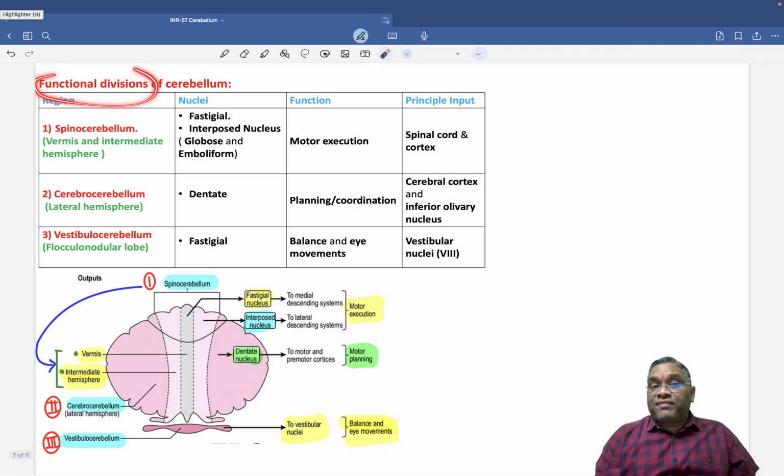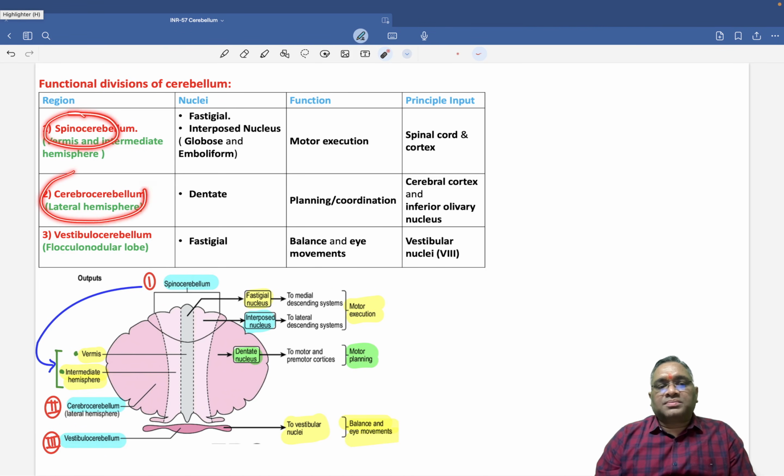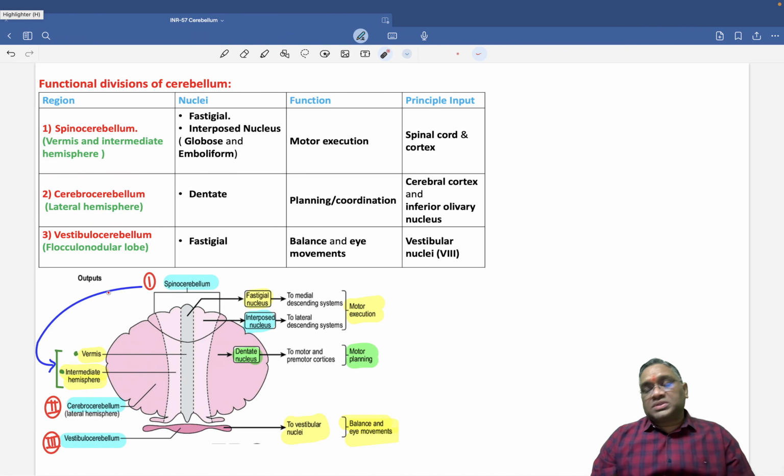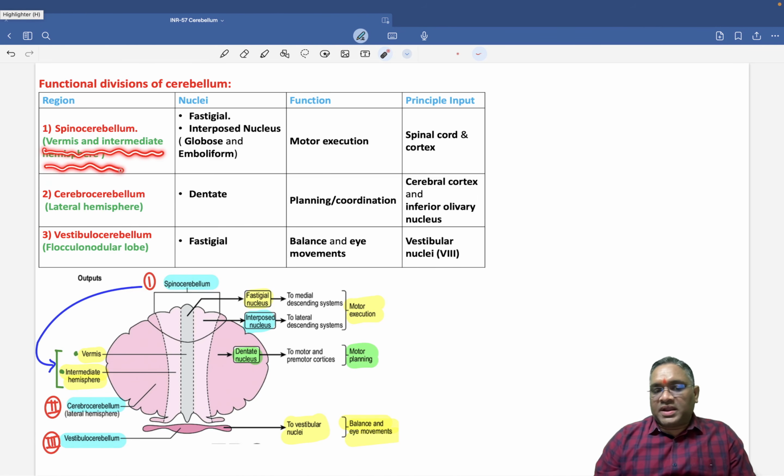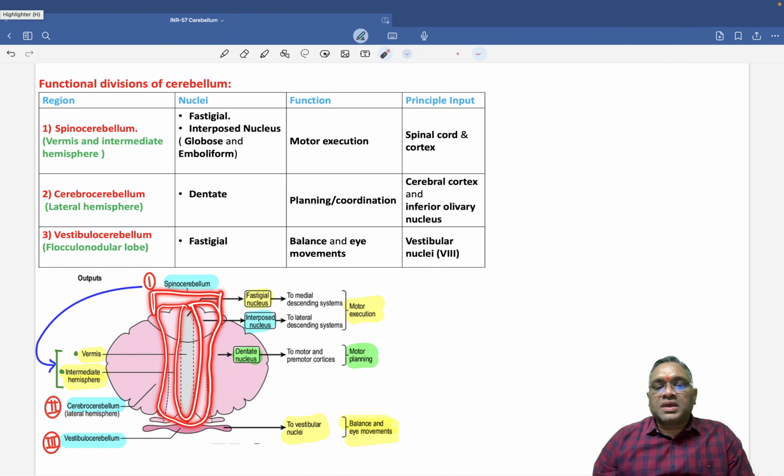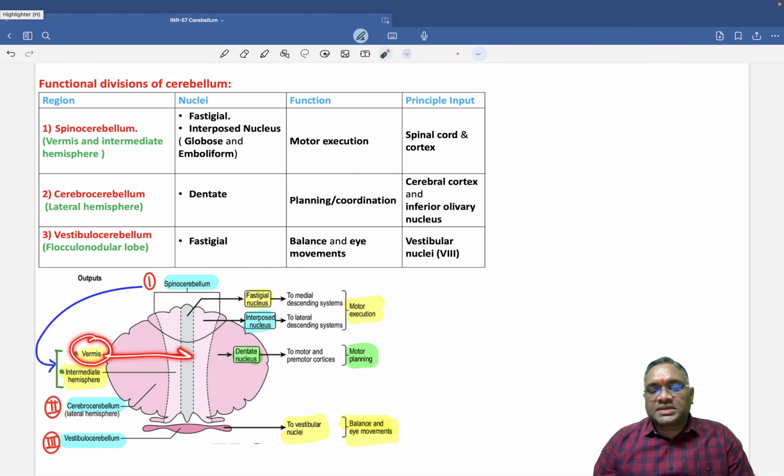Right, now we will see the functional division. You remember in the beginning I said that functionally there are three parts: spinocerebellum, cerebrocerebellum, and vestibulocerebellum. What is spinocerebellum? It consists of the vermis and the intermediate hemisphere. You can see this area is called spinocerebellum, which contains the vermis and the paravermis area, which I mentioned in the beginning. This paravermis area is called the intermediate hemisphere. So all these together are called spinocerebellum.